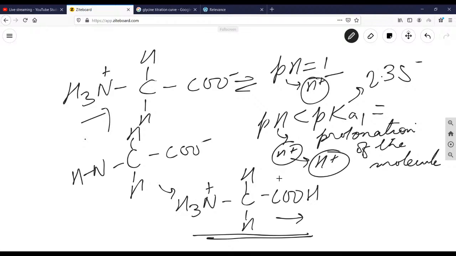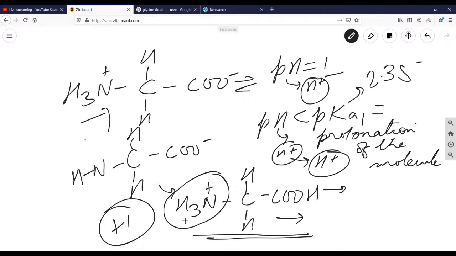When pH is less than pKa1, what will be the state of the molecule, and what is its charge? 100% of the molecules are in this state at pH 1. So the charge is 1 positive. That is the charge.